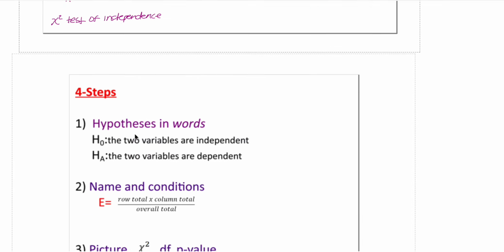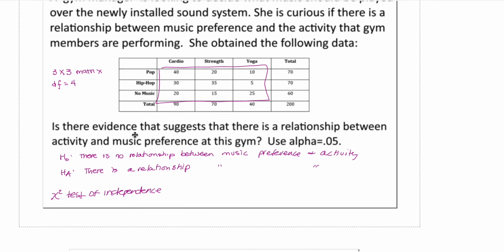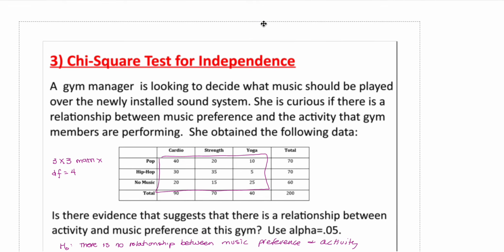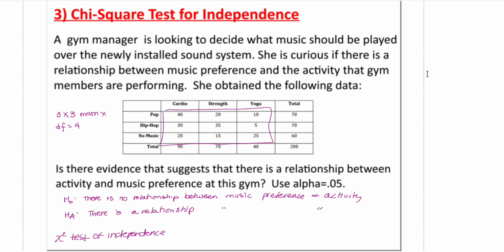And last but not least, state the conclusion. So everything is the same, except that this is an independence test. Remember the difference between independence and homogeneity. Homogeneity is when you have 2 samples or populations, but you only have 1 variable. But independence is you have 1 sample or 1 population, but you have 2 variables.